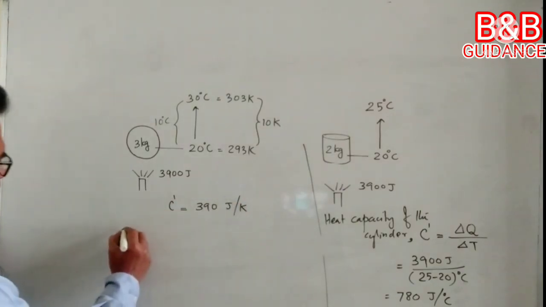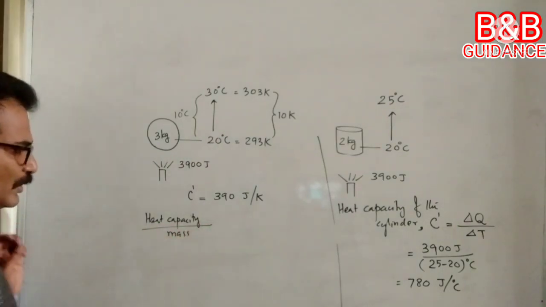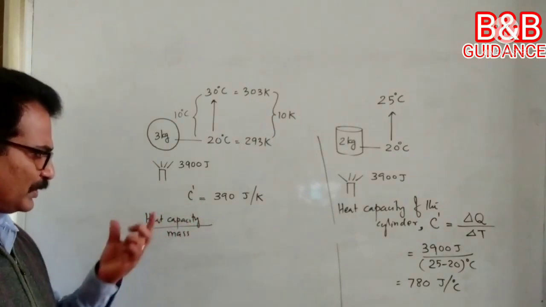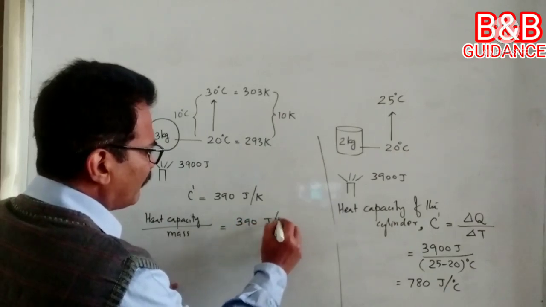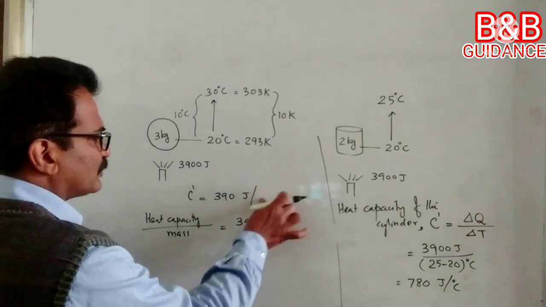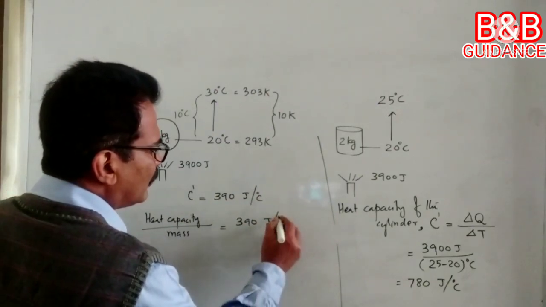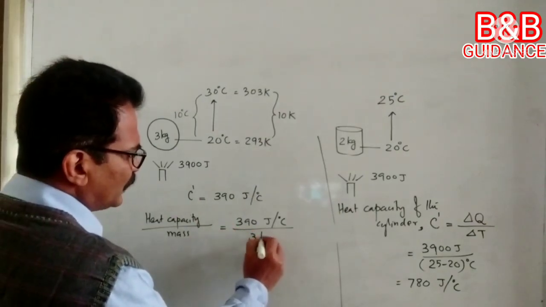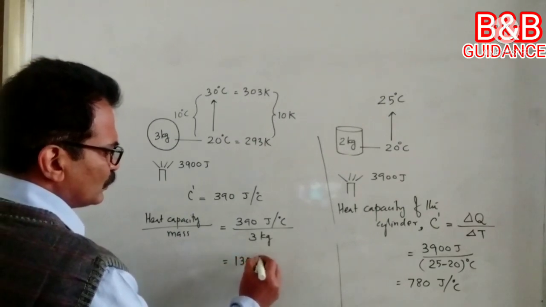This heat capacity, I am going to divide by mass. That means the heat capacity per unit mass. Here what is the heat capacity per unit mass? 390 joule per Kelvin or joule per degree Celsius. Both are same, please understand. I go for joule per degree Celsius here, divided by its mass. I told its mass is 3 kg. On dividing I will get 130 joule.